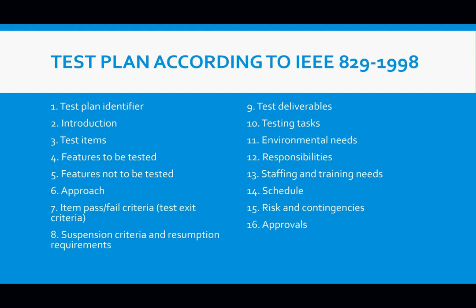So then staffing and training needs. What are the staff that we need, what are their capabilities, what they need to do, and what training do they require? So those also go into this section. Then schedule, what's the plan? How do we need to deliver it? When is it going to be delivered? So that also comes into this section. Then risks and contingencies. So this is also very, very important.